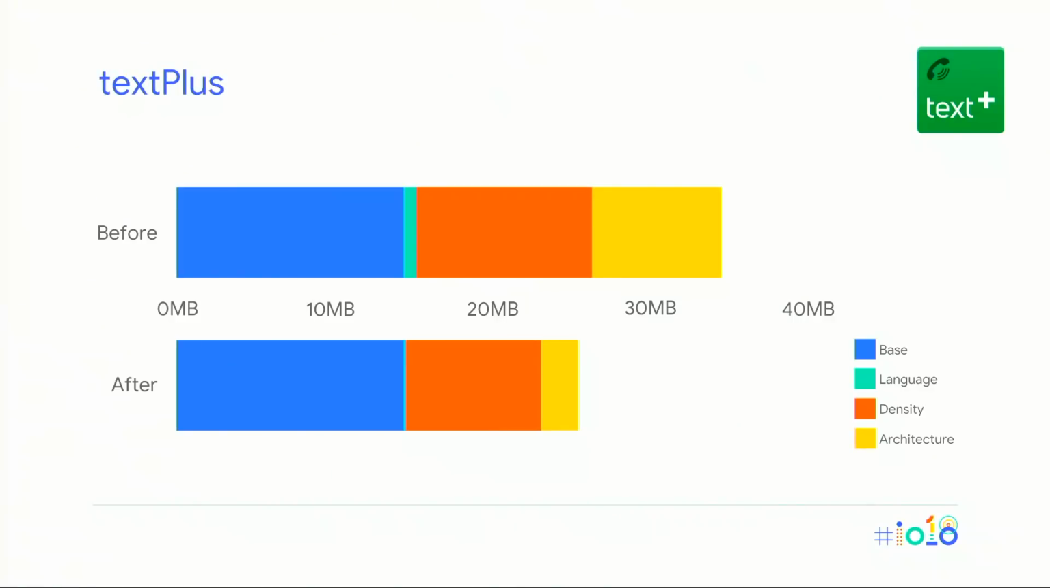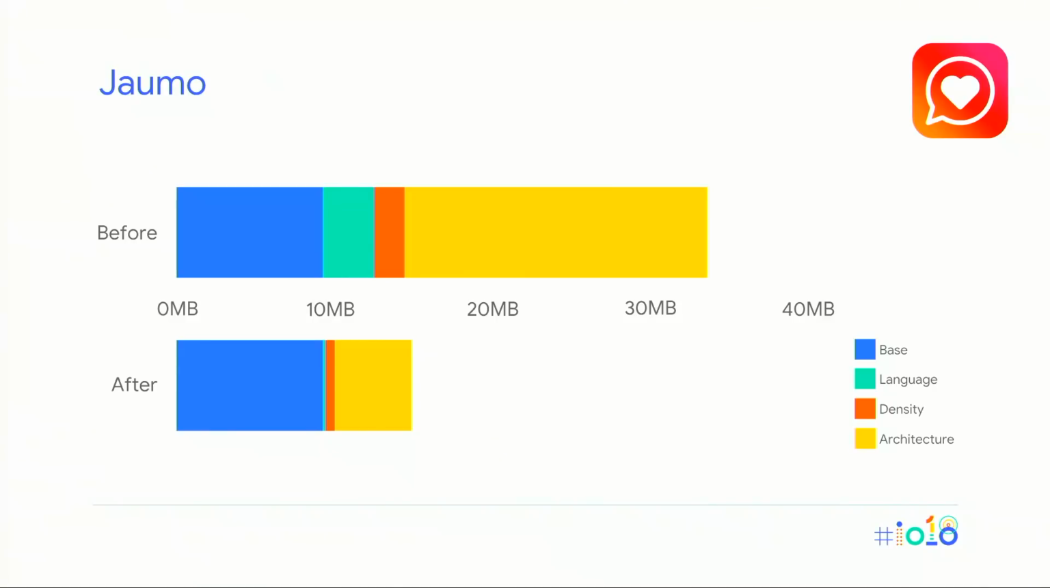The next one is Text Plus, which wasn't using multi-APKs before. With app bundles, they achieved 26% size savings across all dimensions. Jomo's app is half of its original size. And this is because they have a large native library and they supported multiple architectures in a single APK.